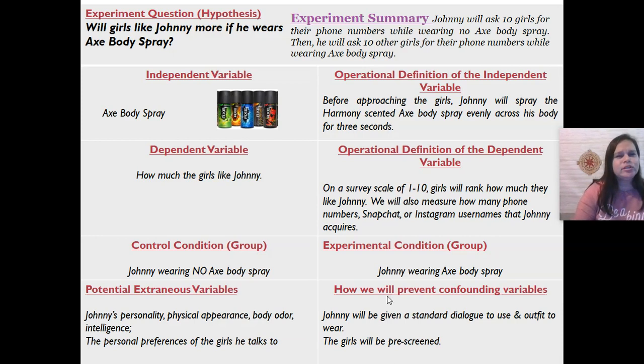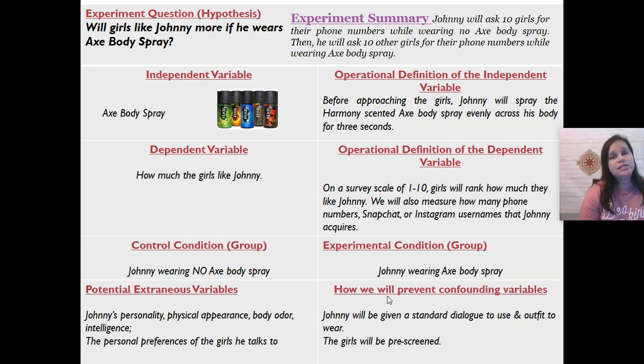And then let's pre-screen the girls to make sure that they're single, they're allowed to date, and that they're heterosexual, so he has an equal chance with all of these girls. Because we were able to predict those potential extraneous variables, they become controlled variables. So we prevented them from being confounding variables.